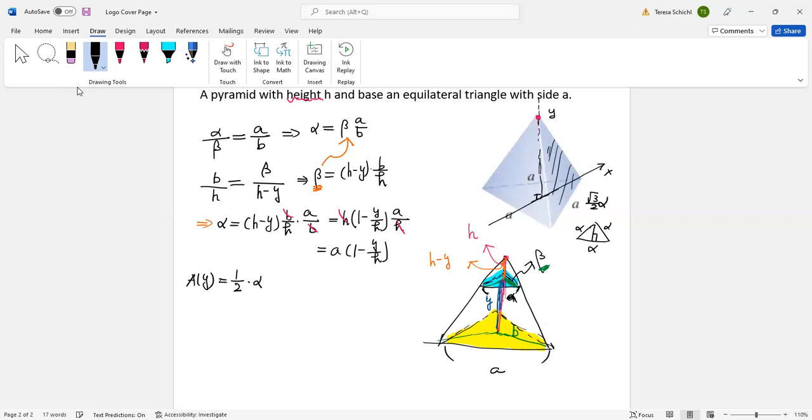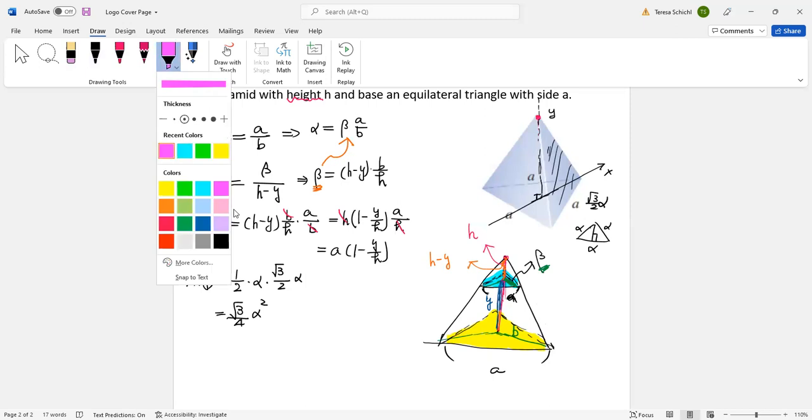The base is alpha times the height. The height is the square root of 3 over 2 alpha here. So now we have alpha over 4, so it's the square root of 3 over 4 times alpha squared. And what do we just calculate? Alpha squared.